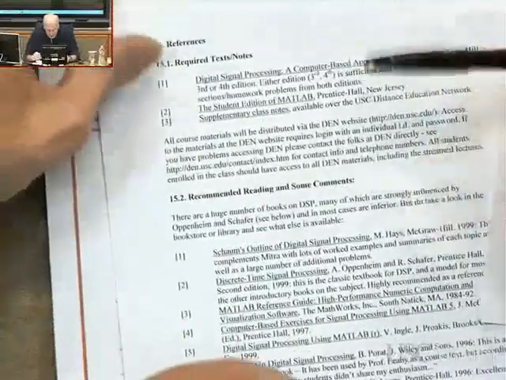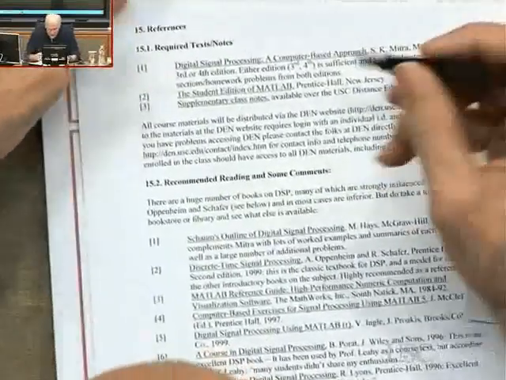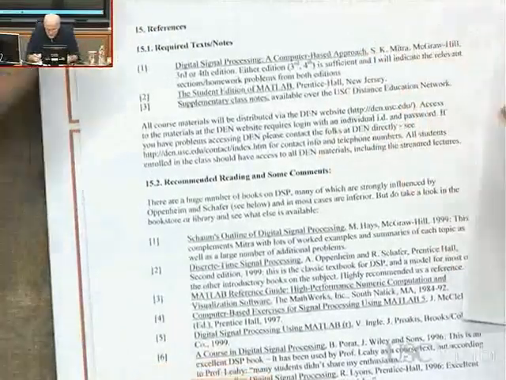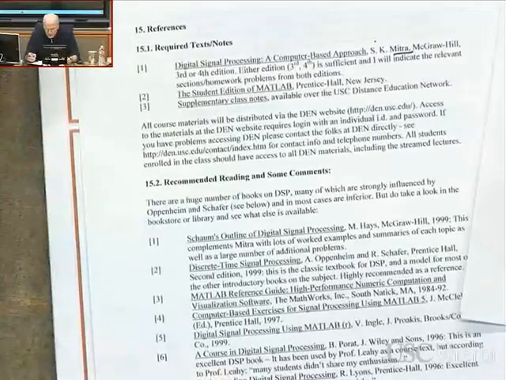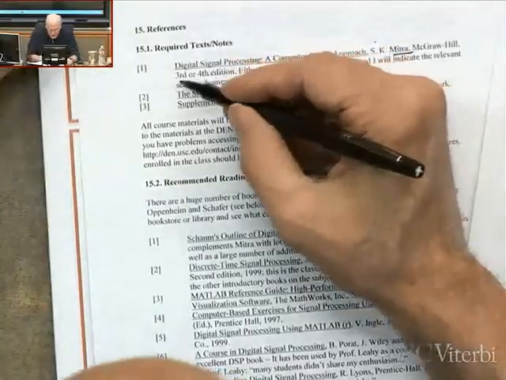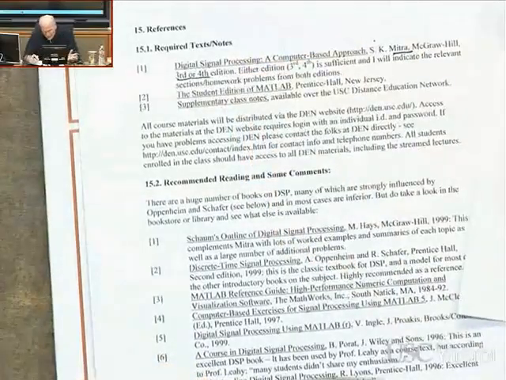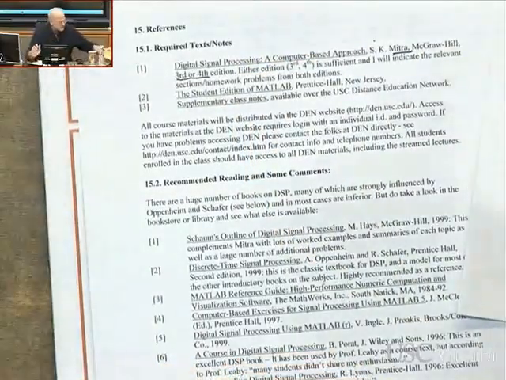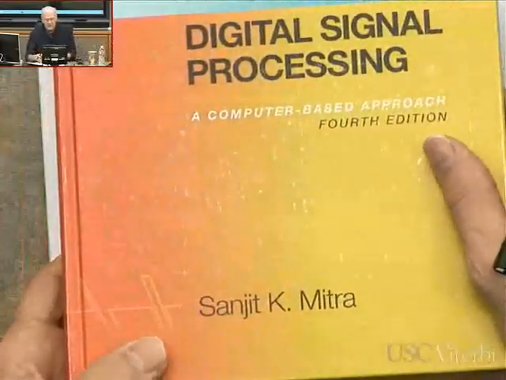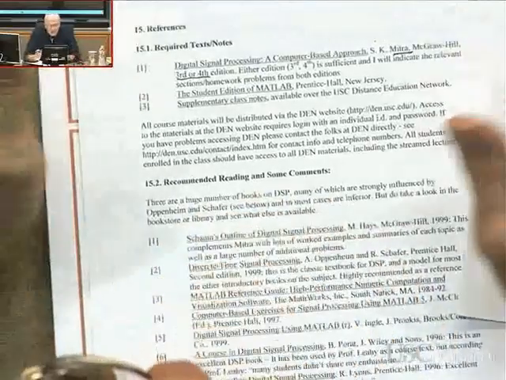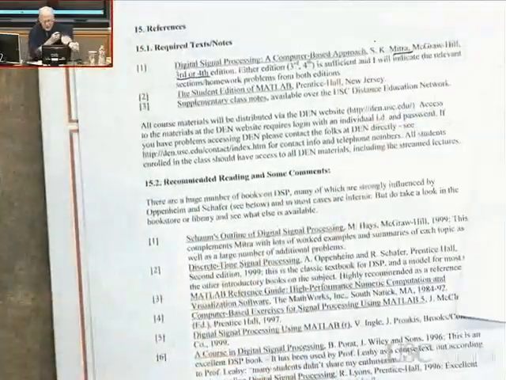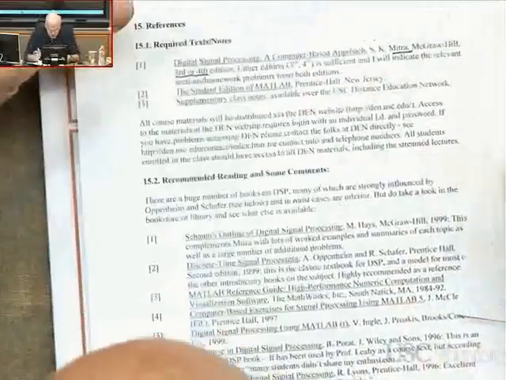Also, I have included the required text in the syllabus. Pretty much, there's just one text. That's a text by Mitra called Digital Signal Processing, a Computer-Based Approach. If you have the third edition, fine. If you have the fourth edition, that's fine. I have a copy of the fourth edition, and I think the third too. There are some differences in the editions. I notice that primarily certain chapters are enhanced or taken out in favor of other chapters and so on.